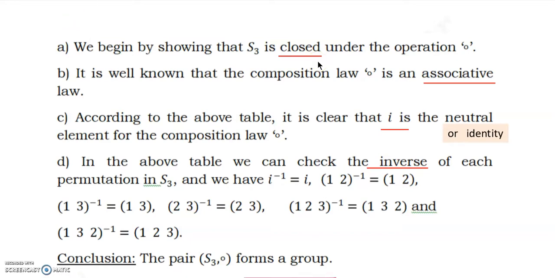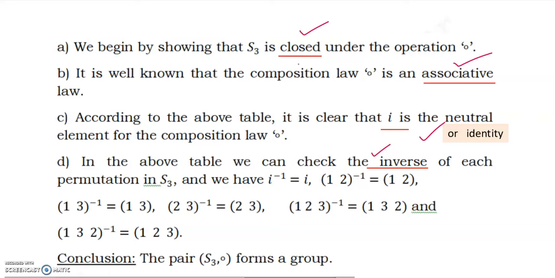How many properties do we have for a group? We have 4 properties: closed, associative, then identity, finally inverse. For a group, I am asking the 4 properties: closed, associative, identity, inverse. Closed means what? We have already solved, proved and discussed so many questions on closed. Closed means you take any 2 elements, then you apply your binary operation, then finally the result is an element that is also in your set.